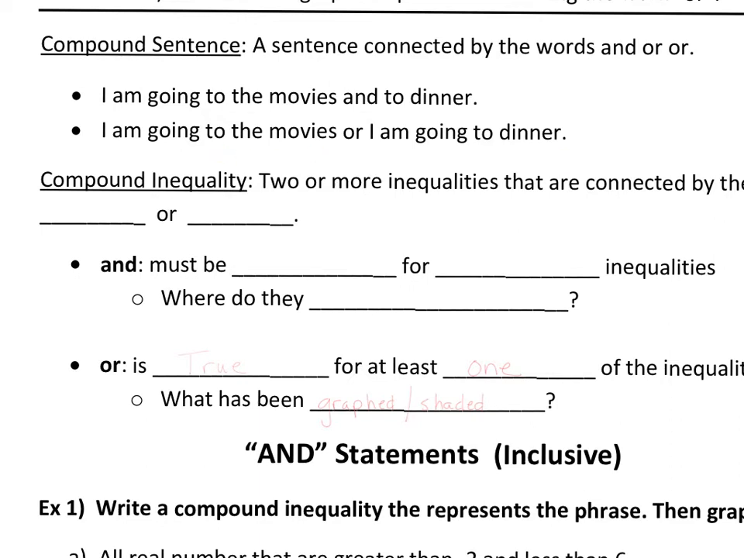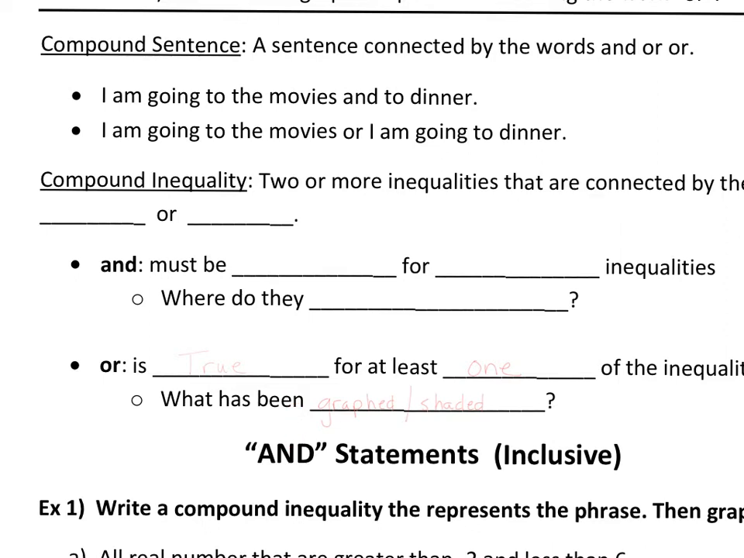So one or both of these might be true. They don't both necessarily have to be true. I can either go to the movies or I can go to dinner, and in reality we could do both if we had the time. So an or statement is true for at least one of the inequalities. When we looked at the shading for the and statements, we looked at where they overlap. For the ors, we're going to look at what has shading or what's been graphed, and whatever's got marking on it is an answer.